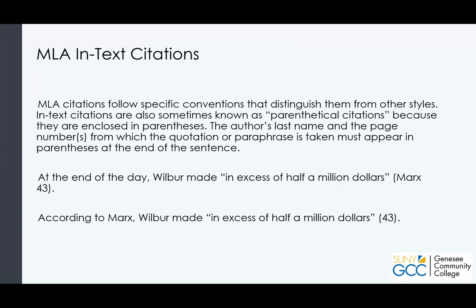All right. The other way to do this is to use a signal phrase, which we discussed earlier. And here's an example for you. "According to Marks, Wilbur made in excess of $500,000 (43)." So we do not have the author's last name in the parenthetical in-text citation because we have it in the sentence. And so it is very clear where we found this information, but we still need to give the information as to the specific location within that source. And so the page number 43 is still listed in the parentheses.